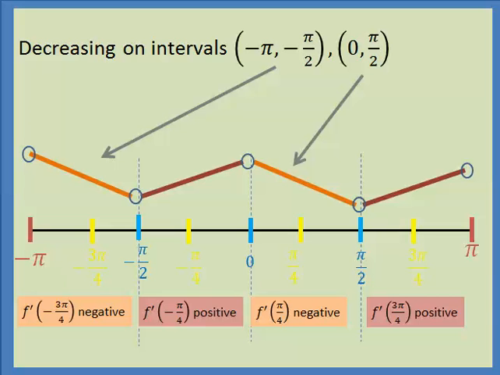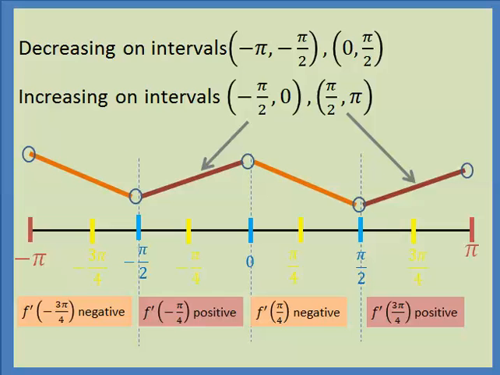So my function is decreasing on the first and third interval, and it's increasing on the second and fourth interval. And I'm using open parentheses, so I use the curved parentheses, because at the actual critical points and at the endpoints, recall that my derivative is actually 0 there. So it's neither increasing nor decreasing at those points.